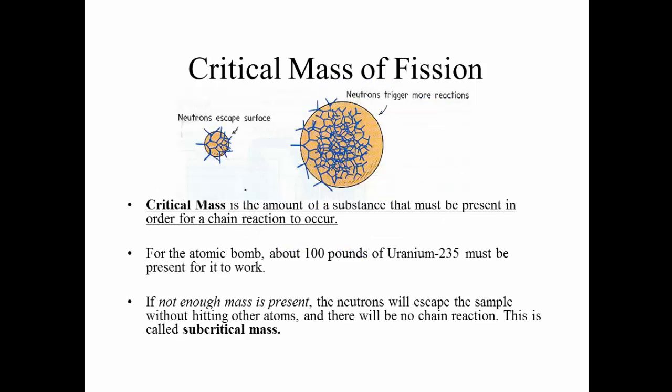For fission to happen, you actually have to have enough matter. If the sample that you have is too small, so look at this small sphere over here, the neutrons escape without hitting a new large atom, and so it kind of fizzles out. If you do have enough mass, then the neutrons trigger more reactions. And so this minimum mass that you need is called the critical mass. Like it says, it's the amount of a substance that must be present in order for a chain reaction to occur. One example of this, in the original atom bomb, approximately 100 pounds of uranium-235 was present. Less than that, the reaction again would kind of fizzle out. That would be called subcritical mass.